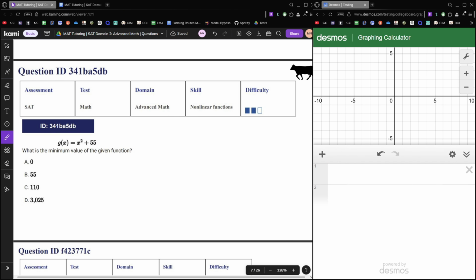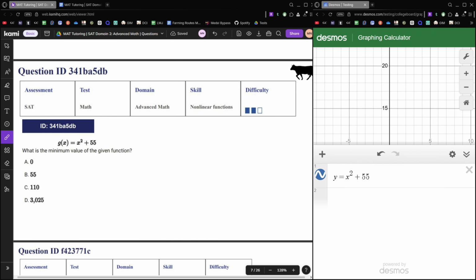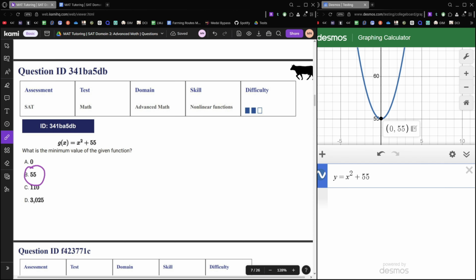Slide number 7, once again they give us a function and ask us for the minimum value. Instead of putting g of x, we can replace that with y, so let's go ahead and type that in Desmos. Alright, minimum value, that just means the y value of the vertex, so that's going to be 55, so that means our answer is 55.